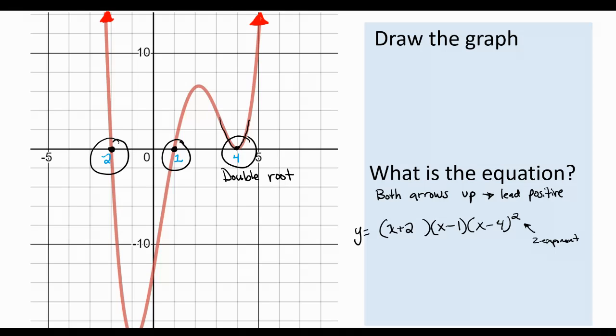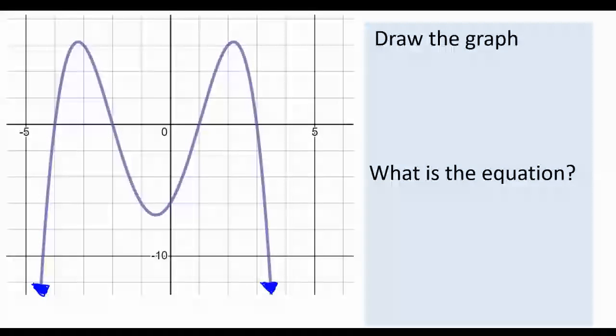Hit pause if you need some time. Okay, here's the next one. Go ahead and take a minute to draw the graph. Hit pause. Okay, so I'm just filling in all the numbers here. All right, so you drew the graph. So both arrows down. That means we need a lead negative.